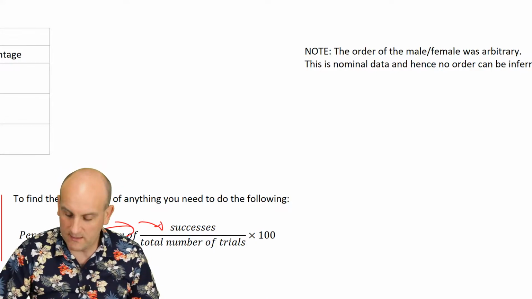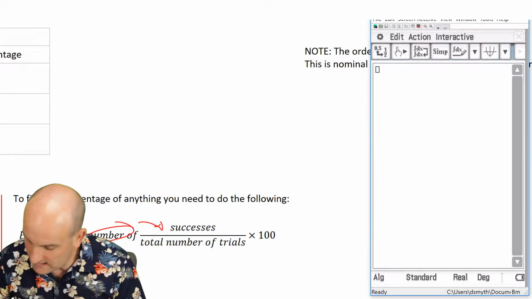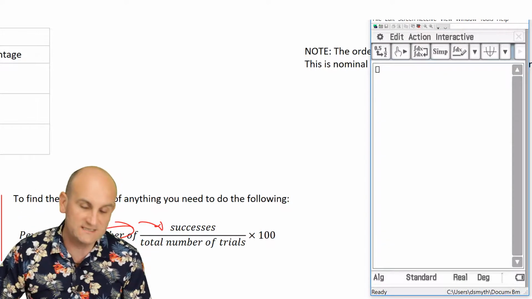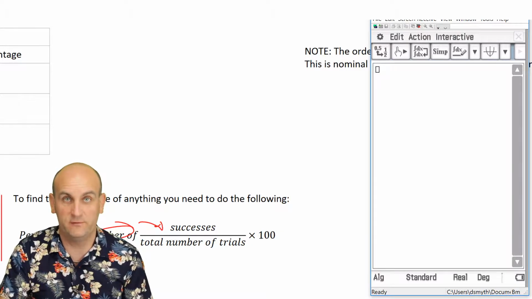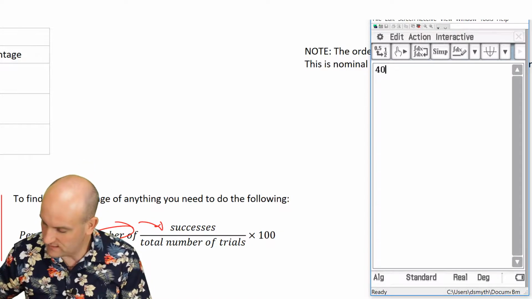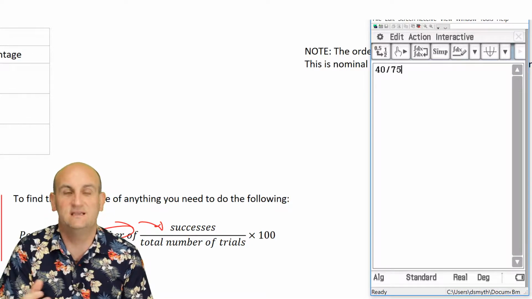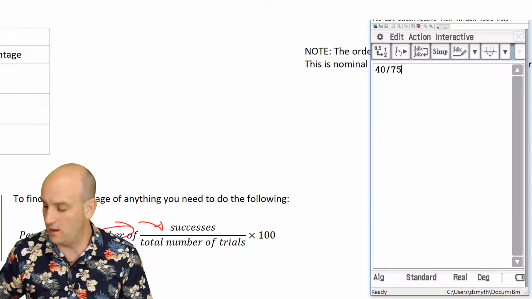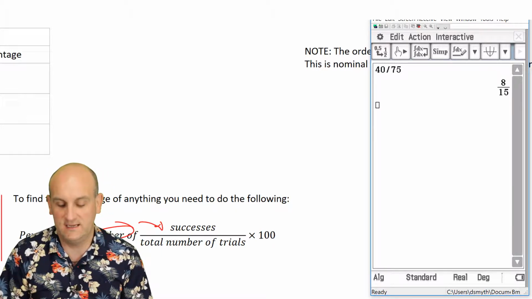Okay, so loading back up my calculator, I'm going to hit main. And there's my main. And then what am I going to do? So I want the percentage of females. So when it says the number of successes of females, it means how many females do I have? So I'm going to do 40, and then I'm going to divide that by the total number of trials. Now in this case, it means the total number of people we asked, which was 75. Press equals, and I get a fraction of 8 over 15.